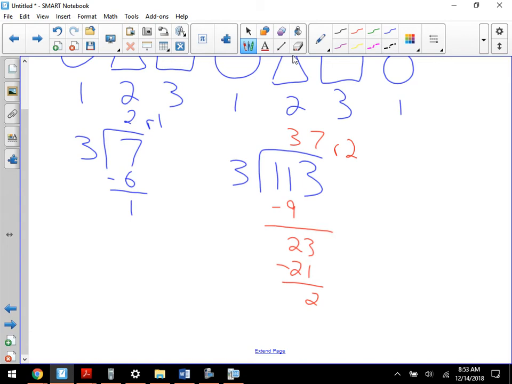What's 113 divided by 3? Because there's only 3 different patterns. Circle, triangle, square, there's only 3 of them. Try to find where it repeats itself. It repeats itself every 3rd time.